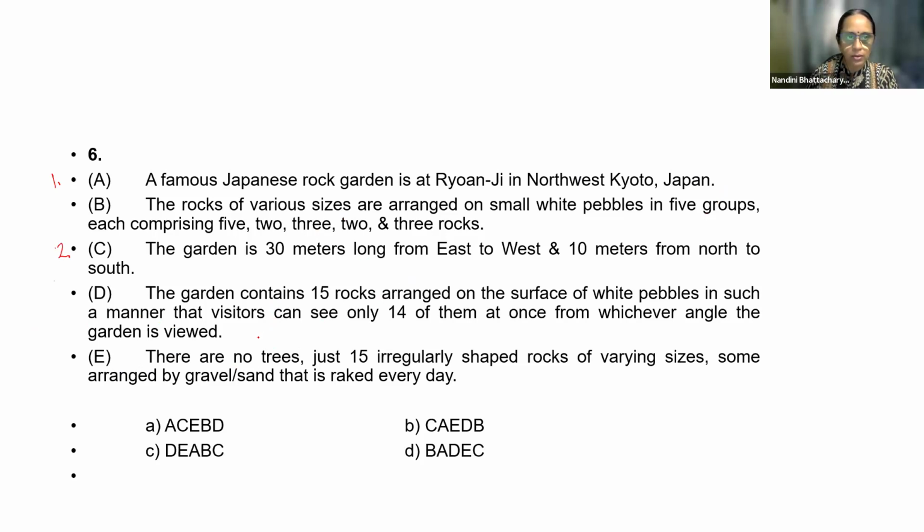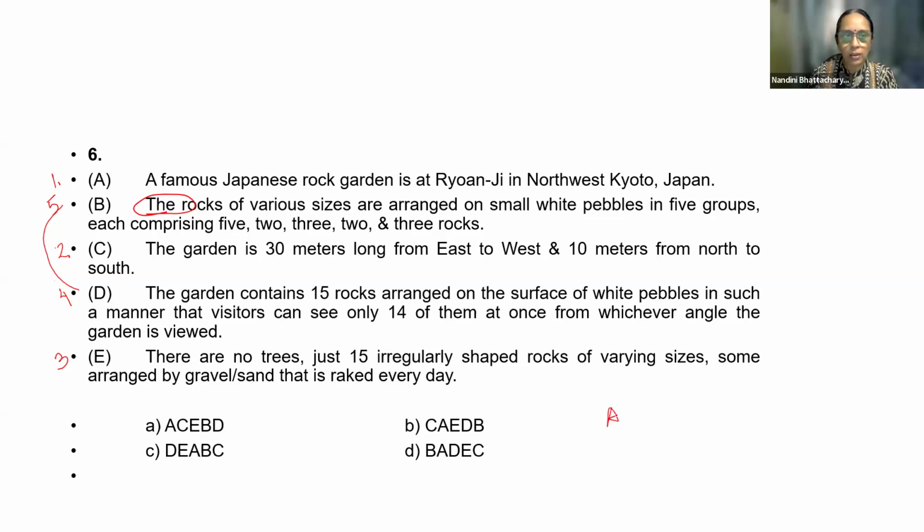So what will come after C? E, then B. E will come third. E and B are mandatory pairs. What is the order? E first, then B. D first, because it talks about the rocks. So D will come fourth and B will come last. Are you sure? No, ma'am. E, then B.